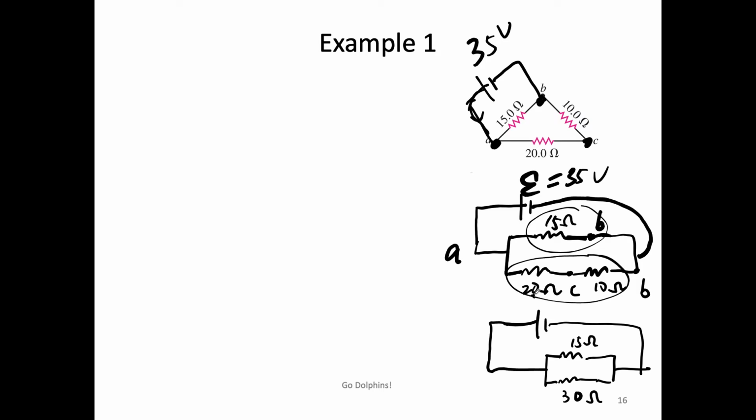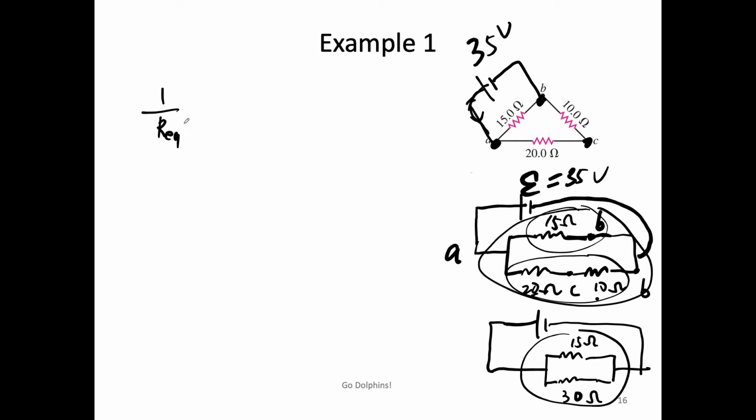So if you put 20 and 10 in series, the equivalent resistance is 30. So the equivalent resistance of everything is the equivalent resistance of 15 and 30 connected together. So what is 15 and 30 connected in parallel?